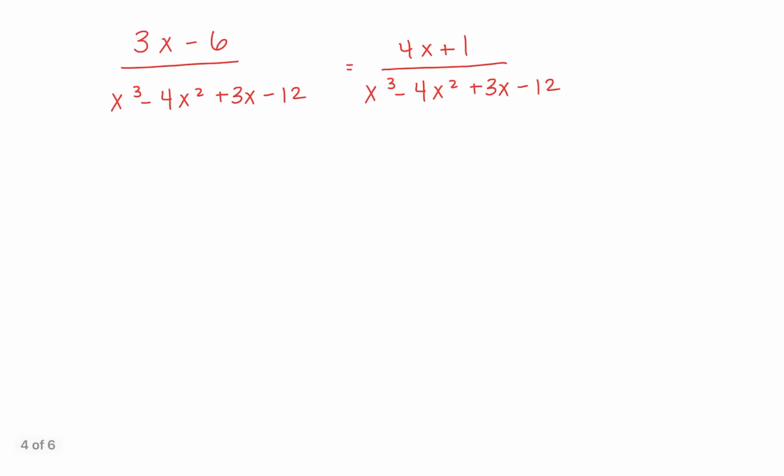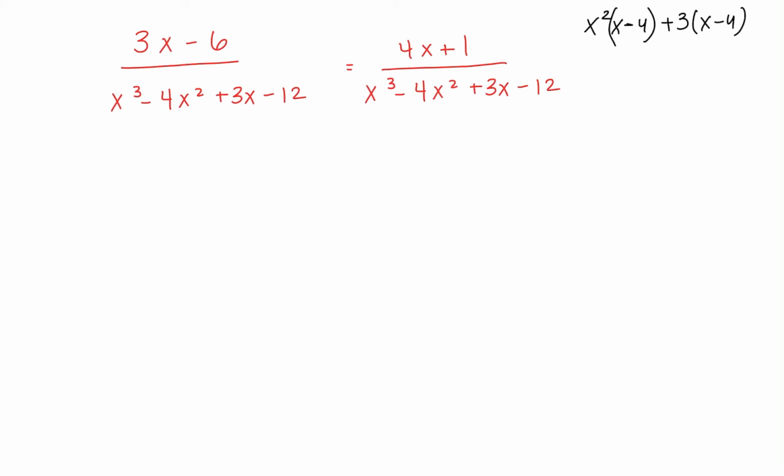Okay, here we go. We've got another one. So again, my first step is to factor. I can factor the top if I want to, because there might be things that cancel out, but I'm not going to this time. I'm going to look at that denominator, and I see that I can factor by grouping. So I can take x squared out of the first two terms and be left with x minus 4. And I can take 3 out of the next two terms and be left with x minus 4.